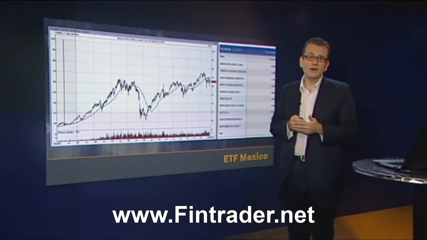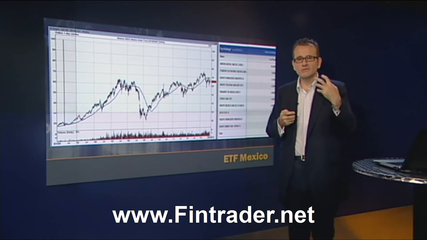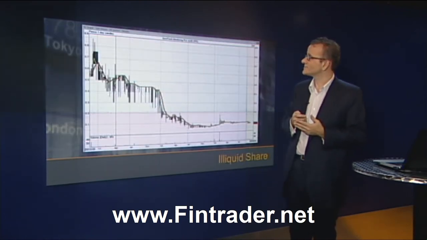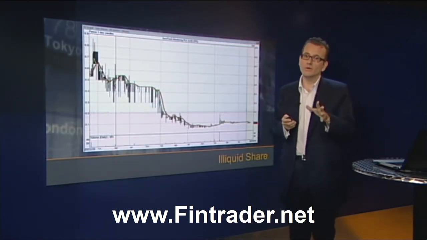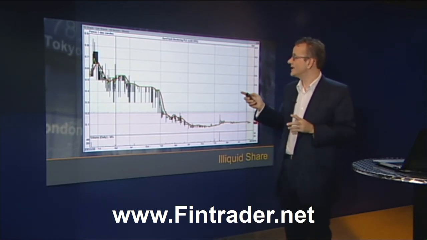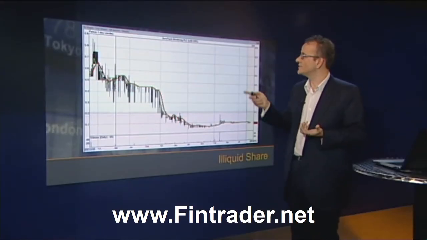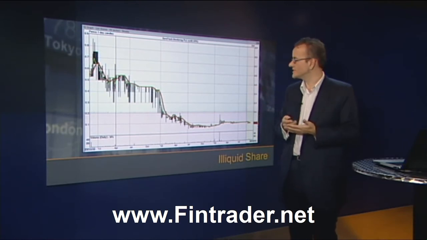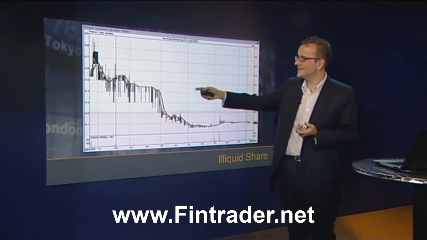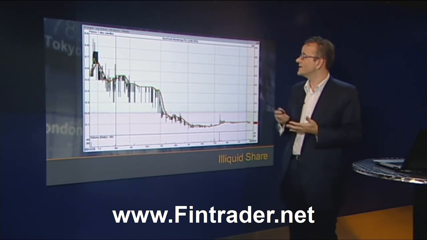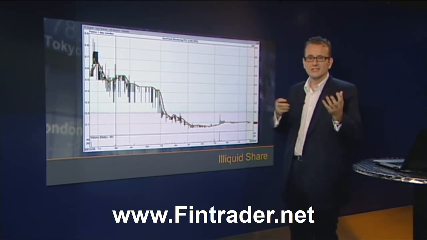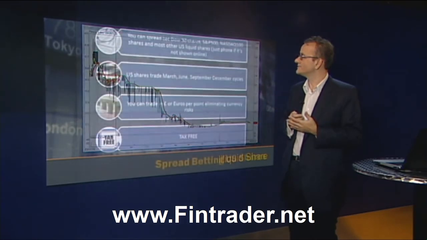And it's actually been doing quite well. In fact, Mexico moves quite closely with the US. Now, this is the sort of stock you don't want to trade using my system, because it's illiquid. If you see, it's quite boxy. So you can't really get a moving average or a trend on a share which is relatively small and doesn't trade very often. So when you see a chart that looks like this, it's not the sort of thing that you want to spread bet or trade, because it's just not liquid enough.